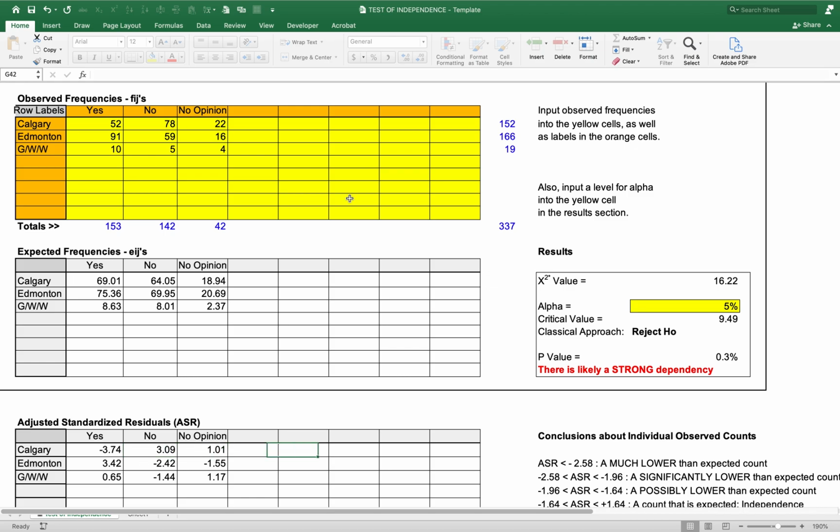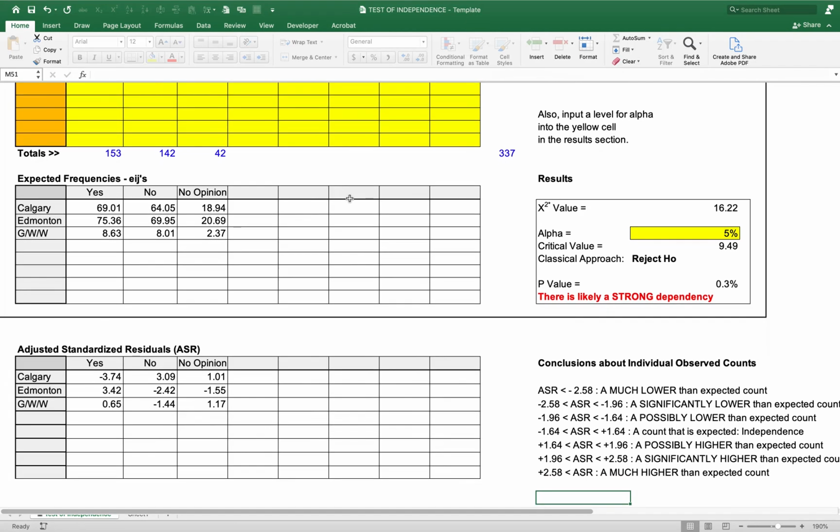Okay, and the chart that we use is down here when we're taking a look at them. So we're looking at this one, a much lower than expected count and a much higher than expected count. And then with Edmonton, we end up with the reverse here. So Edmonton seems to have more trouble with the highway delays, according to its residents. And so more yeses than we would expect and fewer no's than we would expect.